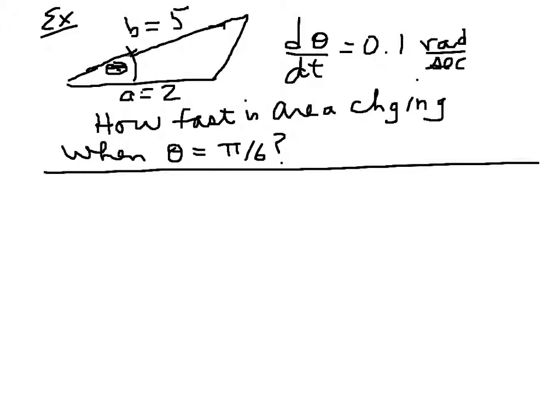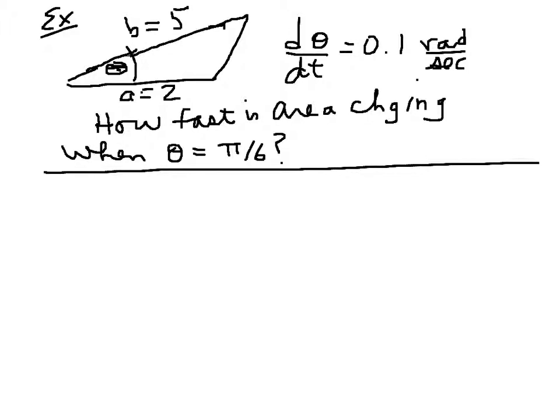Okay, so let's take a look here. Here we have a triangle, and we have an angle theta, even though I didn't write it very well, that is between two fixed lengths. Side a is 2, side b is 5. So they don't change. But what does change is theta. Theta is increasing at the rate of 0.1 radians per second. And the question that we're asked is, how fast is the area changing when theta equals pi over 6?